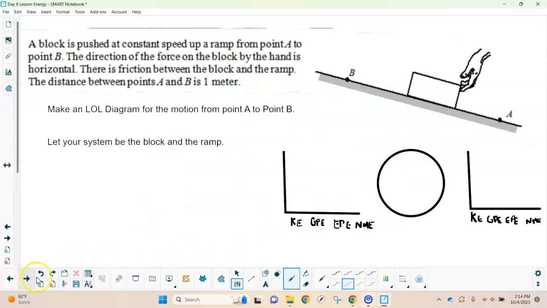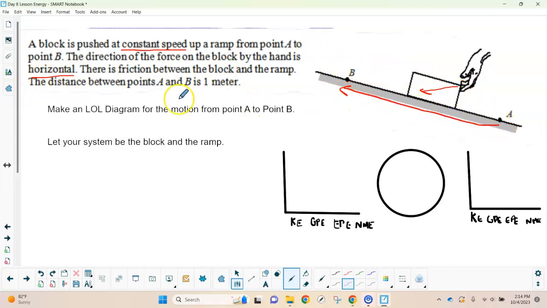So let's try this one here, and we're going to work through this one together. And then we'll get into some other ideas about doing a little bit more numeric of a solution and doing some equation work. So it says a block is pushed at a constant speed. That's usually important. Up a ramp from point A to point B. The direction of the force on the block by the hand is horizontal. So the hand is actually pushing across like this, but as a result, it still moves, sliding up the ramp.